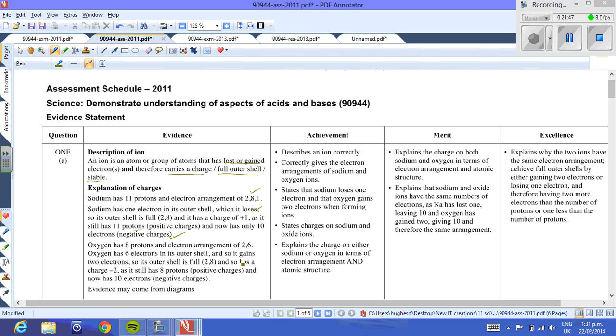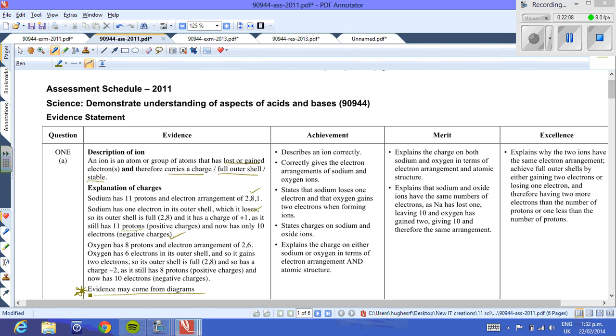Oxygen has 8 protons and the electron arrangement 2, 6. Oxygen has 6 electrons in its outer shell, and so it gains 2 electrons. So its outer shell is full, 2, 8, and so has a charge of -2, as it still has 8 protons and now has 10 electrons. And evidence may come from diagrams, so we're okay at drawing diagrams, so that's good to know.